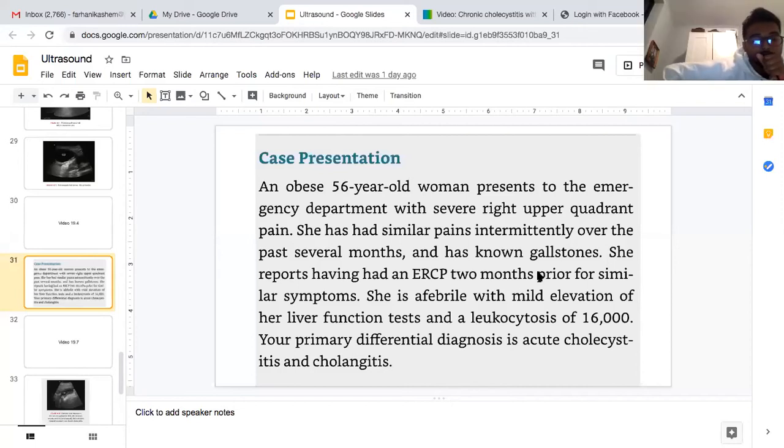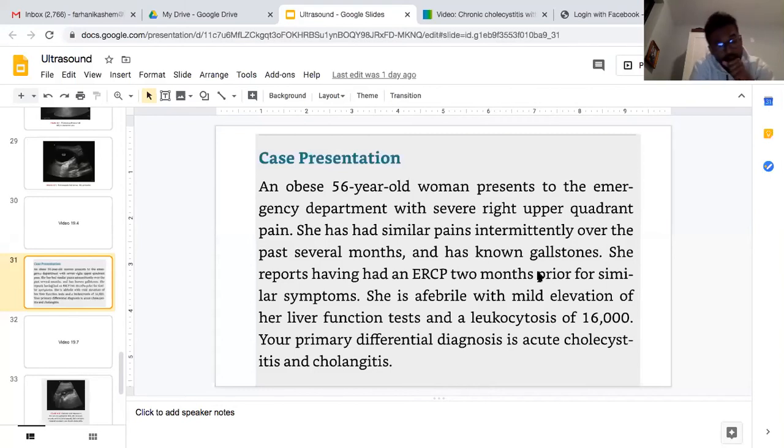You see case presentation? Yeah. Okay, so an obese 56-year-old woman presents to the emergency department with severe right upper quadrant pain. She has had similar pains intermittently over the past several months and has known gallstones. She reports having had an ERCP 2 months prior for similar symptoms.